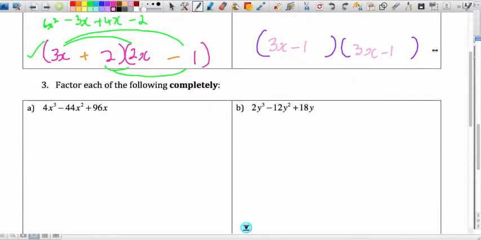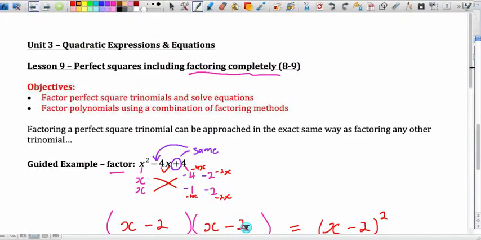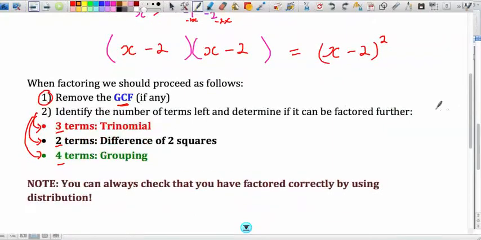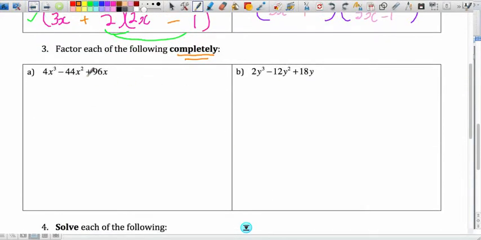Okay, now we see a slightly different instruction where it says factor completely. And what this is really warning you about is the fact that we could have a combined sum, where we have to remove a GCF first and then have a look at what is left inside. So what I'm going to do is start with the GCF. That's always what we want to start with. And so I'm going to see if there's a GCF here.